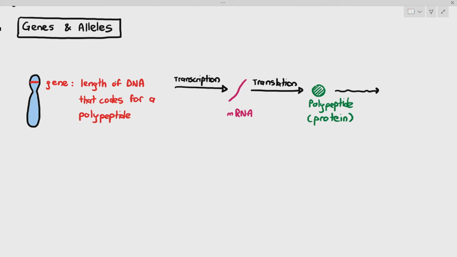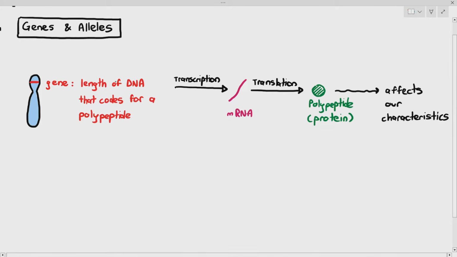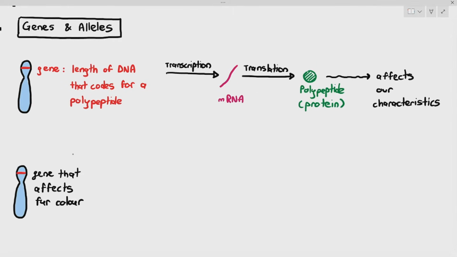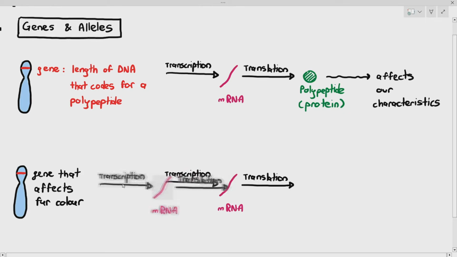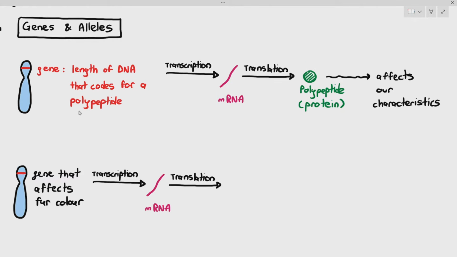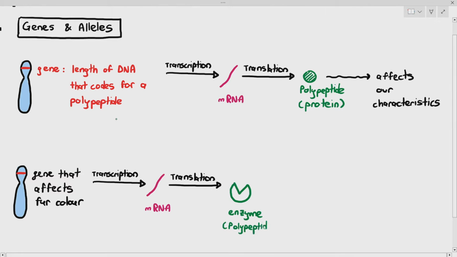And depending on the type of protein you produce, it affects your characteristics. So let's look at an example. I don't need you to memorize this example, but I have a gene here that affects the fur color of a particular animal. Now, that gene will undergo transcription to produce the mRNA, and translation to produce the enzyme, which is a polypeptide, by the way. Remember, it codes for the polypeptide.